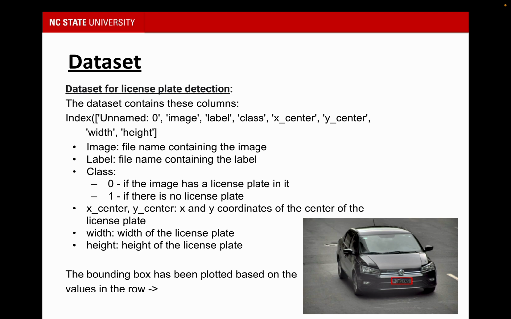To talk about our data set, the first data set that we're using is to detect the license plate in the image. It consists of the columns you can see on the slide. Image is a file name containing the image, and the corresponding label will be in label. And class would be 0 if the image has a license plate in it, and 1 if there isn't. And x and y center would be the center coordinates of the license plate in the image, and width and height are those of the license plate.